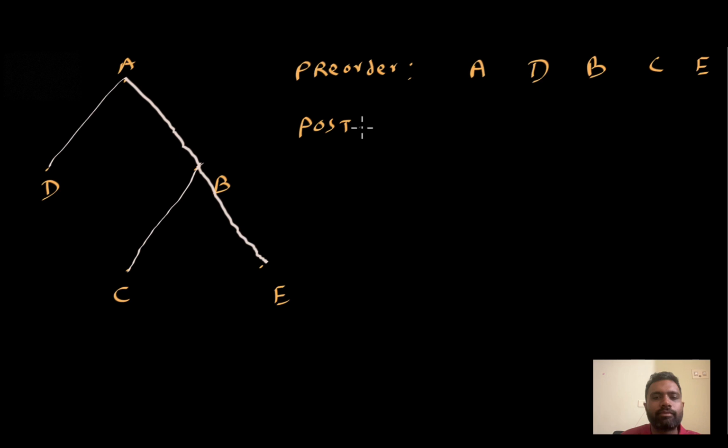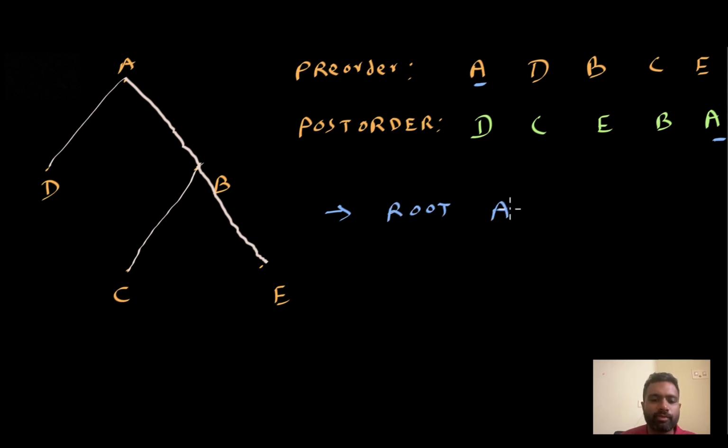Post-order will be: first it will go for left, it will write D, then it will go for the right subtree, and there first left, so it will write C, then E, then the root of the right subtree, B, then A. So this will be the sequence. So from the sequence, let's follow the same steps. The first node in pre-order and the last node in post-order will be the root. So the root we know is A. Let me parallelly draw it on another slide.